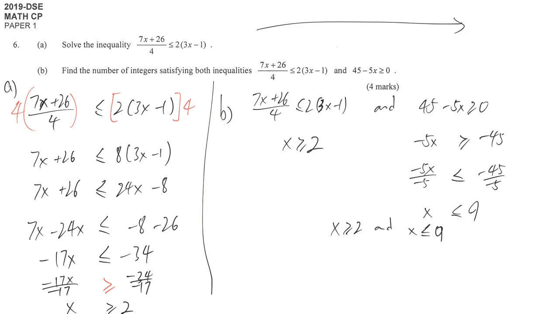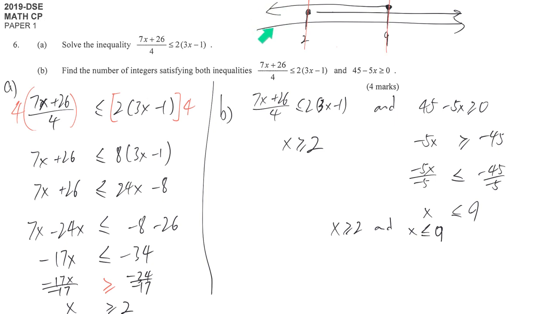In a graph, we should draw properly. We have two cut-off lines, 2 and 9. X should be larger than or equal to 2, and at the same time, because we are talking about the 'and' case, x should be smaller than or equal to 9. And then we are going to consider these three regions one by one.